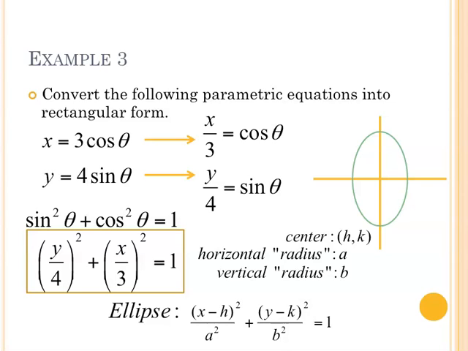So that means in the horizontal direction, the ellipse is going to go out by 3. In the vertical direction, it's going to go out by 4. So lengthwise, the longer side of the ellipse is going to be along the y-axis.